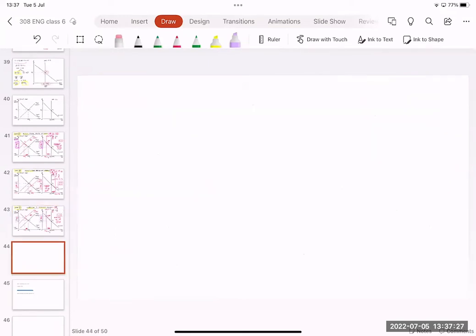Next one, we're going to have case number 4. For case number 4, we will have only one graph.